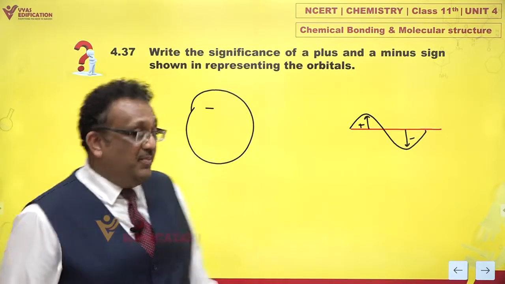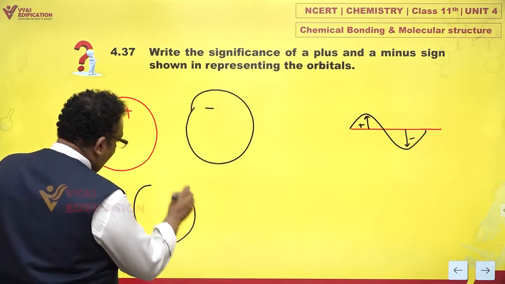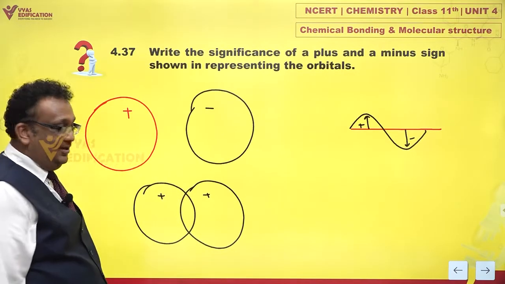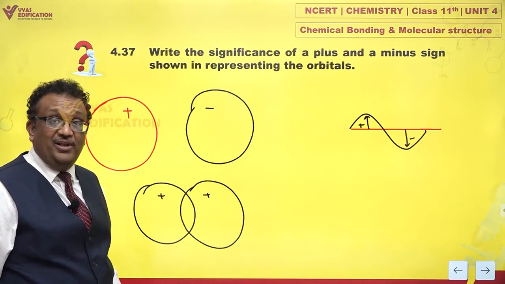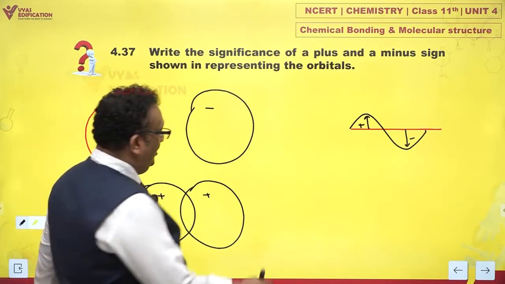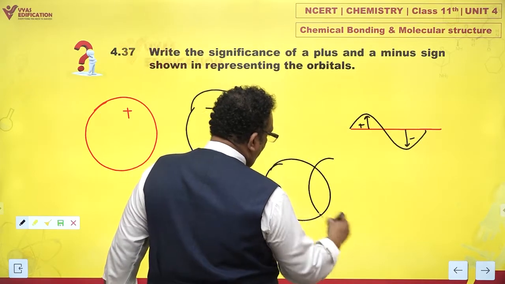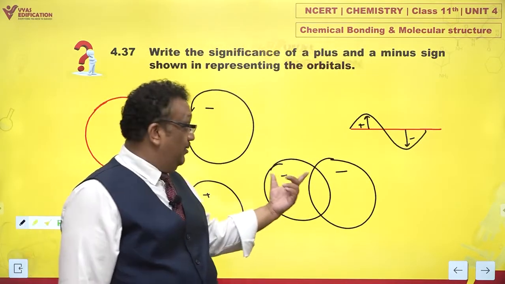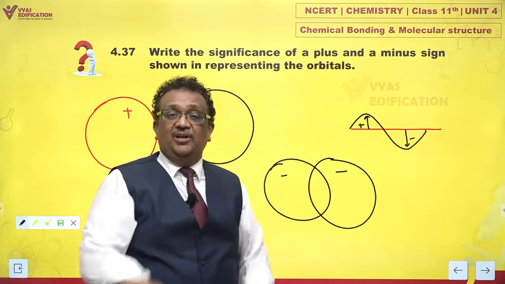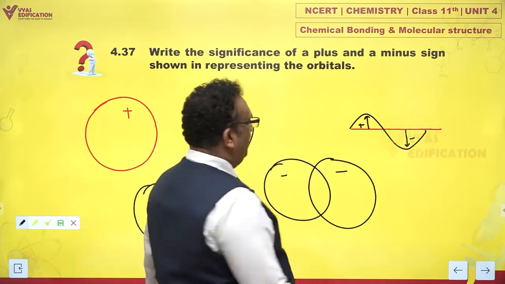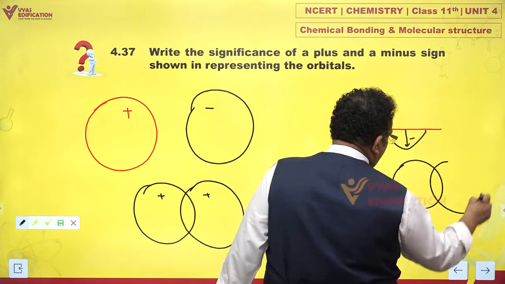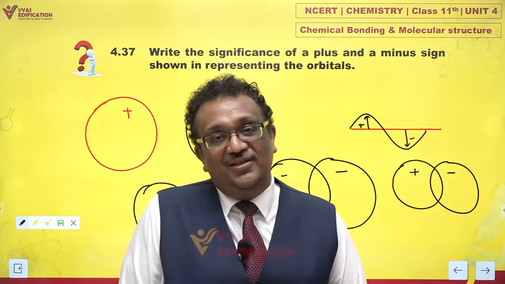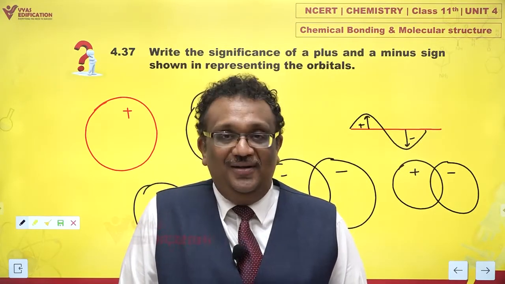And always remember, if there is overlap of orbitals having the same sign, this means constructive interference, and this will give me what you call bonding orbitals. Both are positive, constructive. Both are negative, then also constructive. They will add. The problem arises when one is positive and one is negative. Then there is destructive interference, and they cancel each other, and you get an anti-bonding orbital.